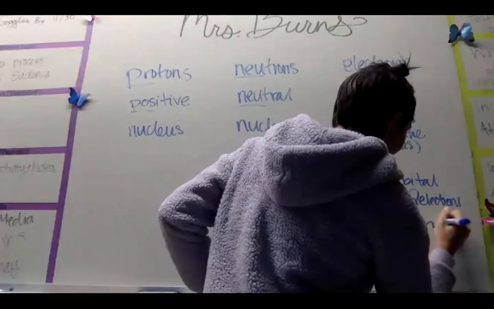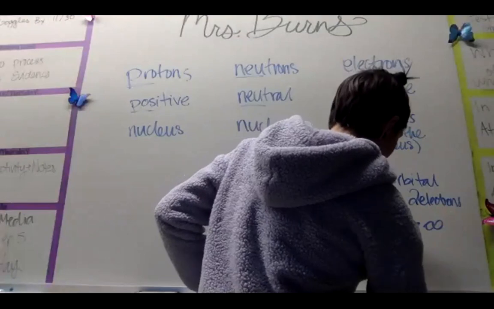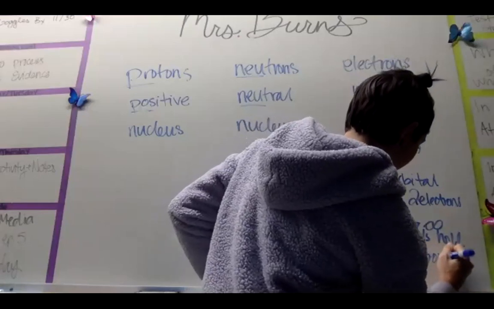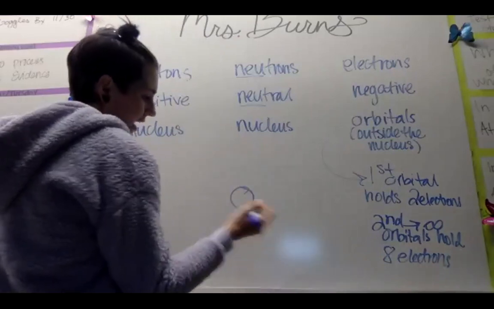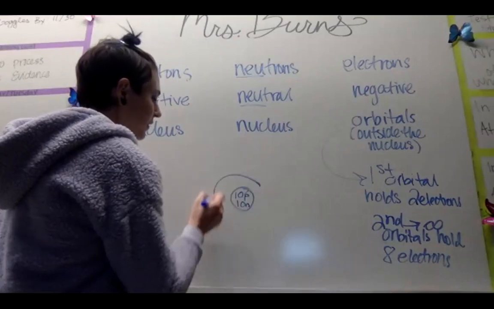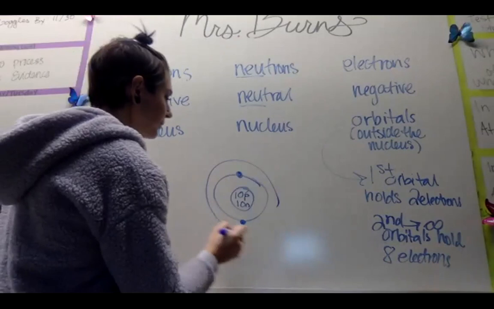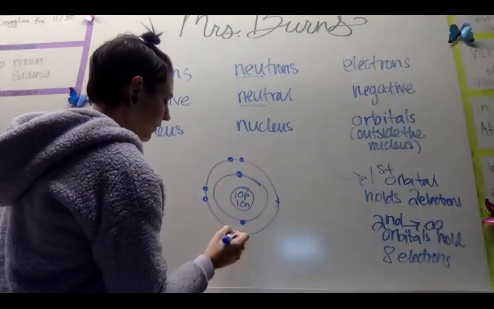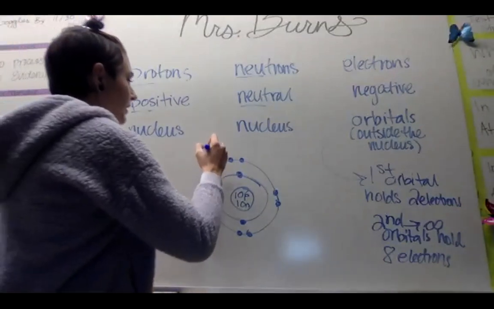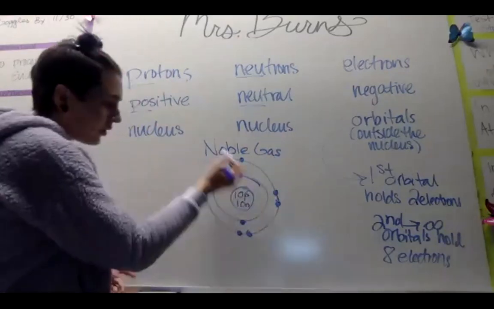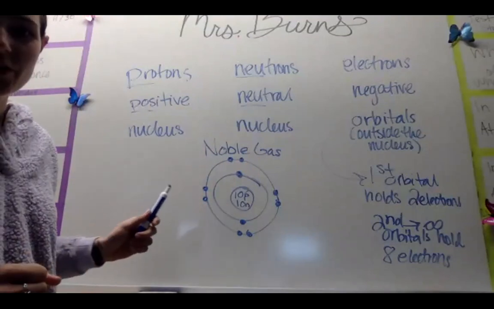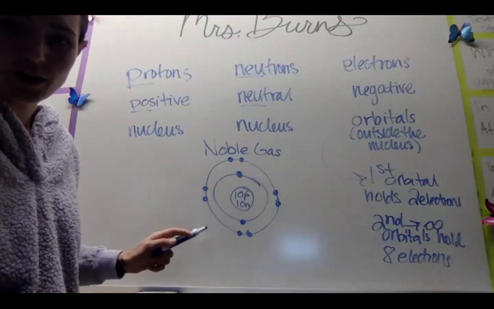So the other orbitals hold 8 electrons. If you were to draw it, if this is the nucleus, let's do neon. We'll do 10 protons, 10 neutrons, and then 2 electrons in the first orbital. I've got 1, 2, 3, 4, 5, 6, 7, 8 electrons in the outer orbital, and this would be considered a full atom because it's a noble gas. If you remember, noble elements mean that it's full, it doesn't really react with anything. So this is what a full atom would look like, and that is the answer to the next question.